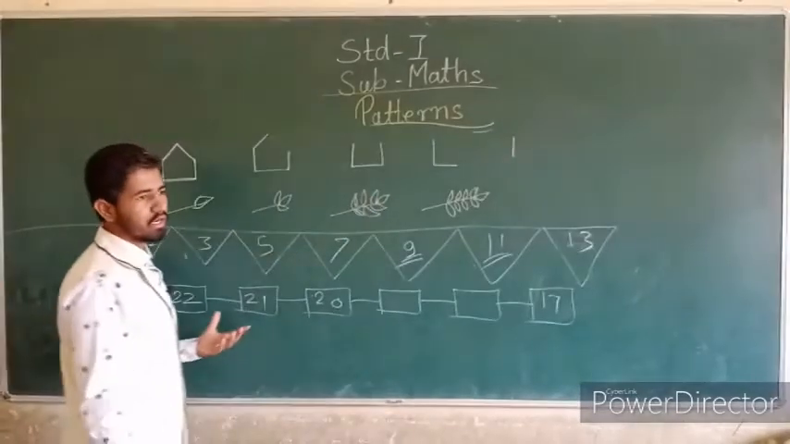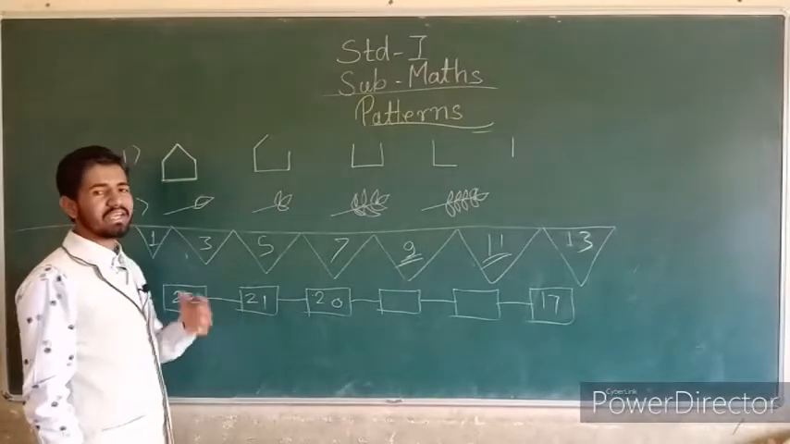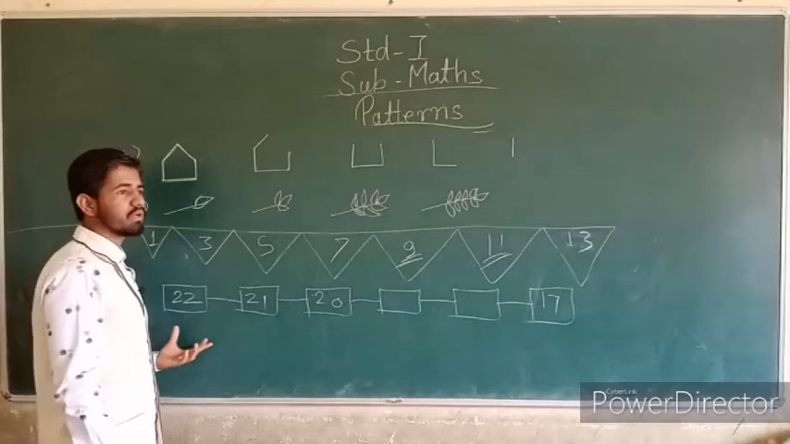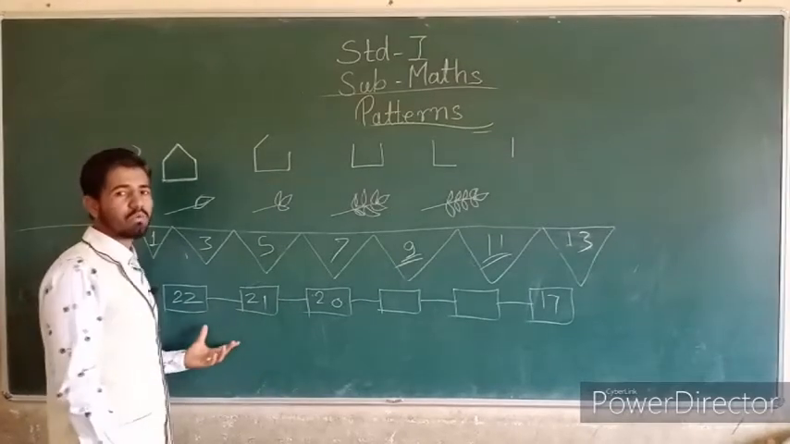So what happened here? Here the numbers are decreasing. The numbers are decreasing because we have to go to the back side. Here we have to go to the back side.